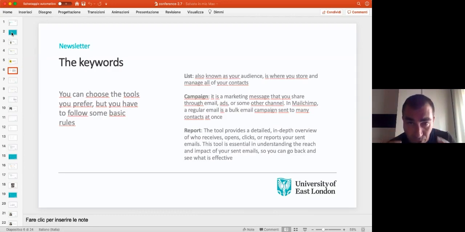You have to collect the email addresses. You have to create a database. You can even create a database with the interests, and then you have to create a list or a sublist for every particular group of people you want to talk to with the newsletter. Then you have to send a campaign, that is the message. So usually you are sending a message using a newsletter.